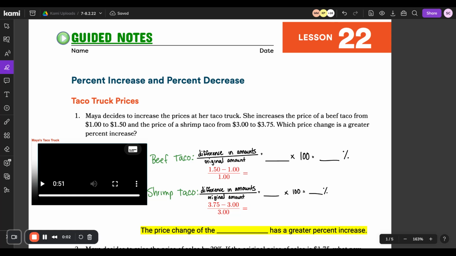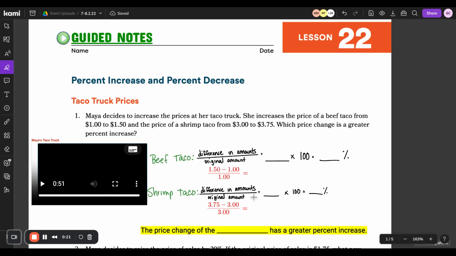So for lesson 22 of module 2, percent increase and decrease, hopefully you were able to watch the video for this. If not, we'll explain it throughout the lesson. So for percent increase and decrease, it's actually very simple.